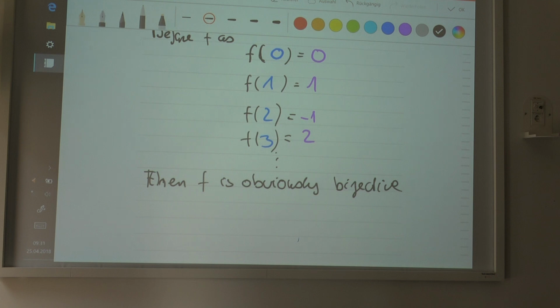Different images, or two different arguments, always have two different images, and there is at least one pre-image for all images from the set B, right? Okay, so that was the case. So that's why the elements were of equal size, because there exists a bijection between the two.